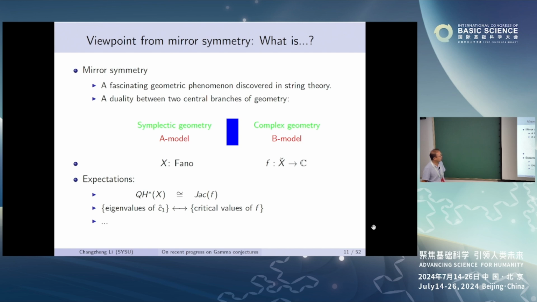And in particular, it says that the eigenvalues of the first Chern class should show a one-to-one correspondence with the critical values of f, and this correspondence is really equal. Okay.